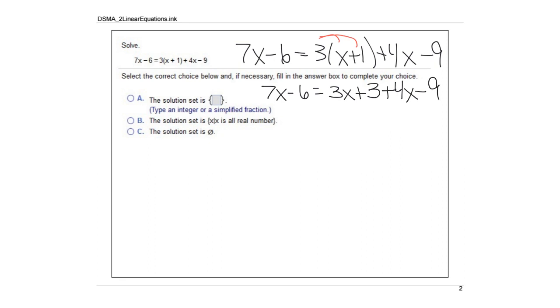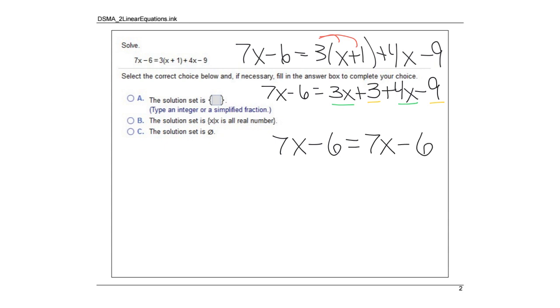And then remember, before we start moving everything around, we want to make sure that we clean up each side. Well, the left side is 7x minus 6, so there's nothing to clean up. But on the right side, we could add the 3x and the 4x, and we also can add the two numbers, the 3 plus the negative 9. So let's go ahead and do that. So 3x plus 4x gives me 7x. 3 minus 9 gives me a negative 6.